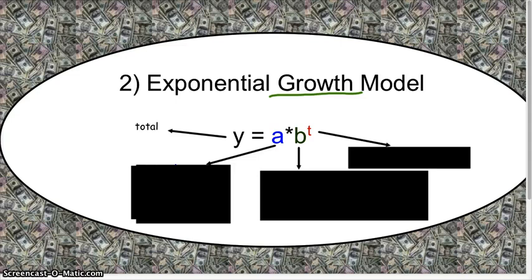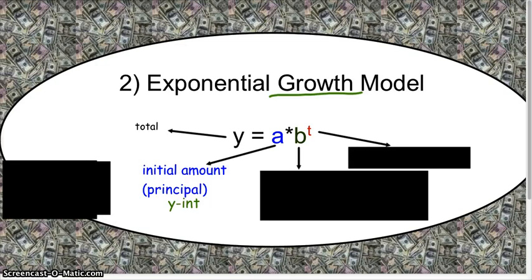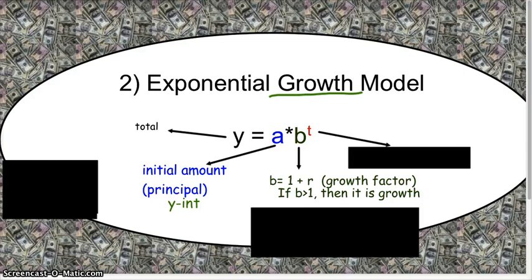In section 2 of your notes, let's again copy down the exponential growth model. Remember, y is our total. A is the initial amount, which is called the principal. Remember, if we were to graph, this is our y-intercept. The b value, if it's a growth factor, needs to be greater than 1.